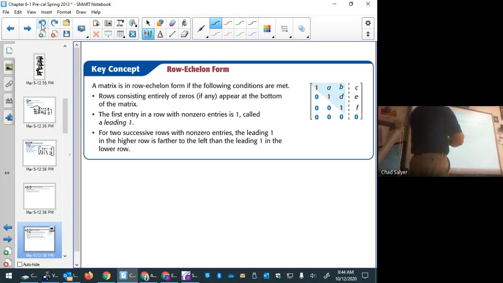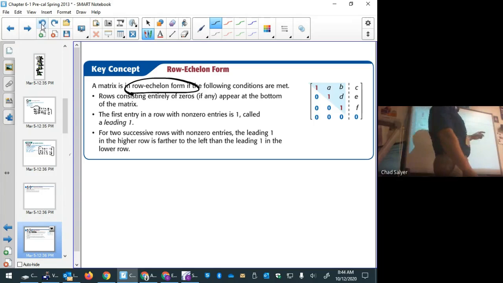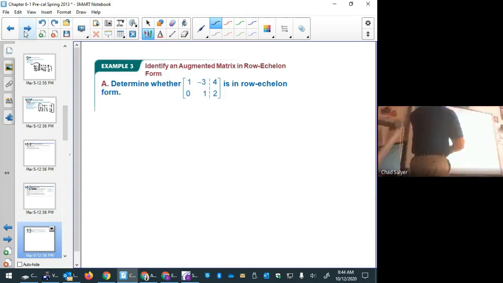And I have another question. Any of the variables that are up there above the ones, can those be zeros as well? Like one, or one, two? They can be, but they don't have to be in REF. So REF is different than RREF. Right. In REF, they can be, but they don't have to be. Good question. Other questions? All right.